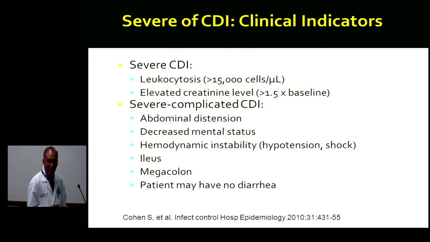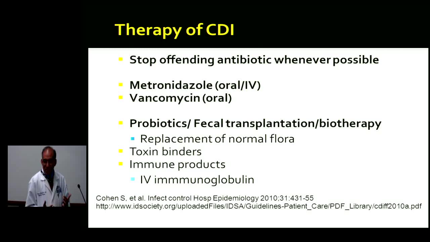Therapy, very quickly, if you can stop the offending antibiotic, do so. If you can restrict the spectrum of activity of the antibiotic and use something that's not so broad spectrum, that's even better. So targeted therapy is often preferable. The therapy, as we know, is metronidazole given orally or oral vanco.